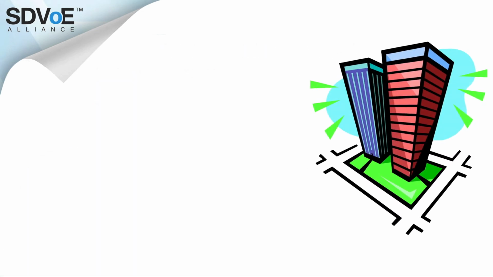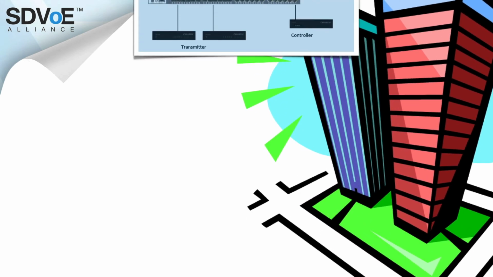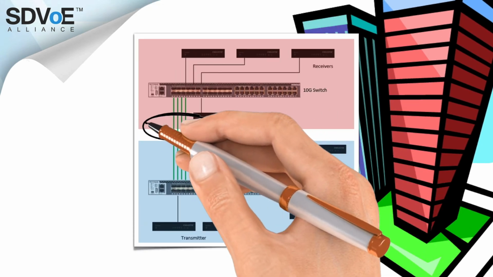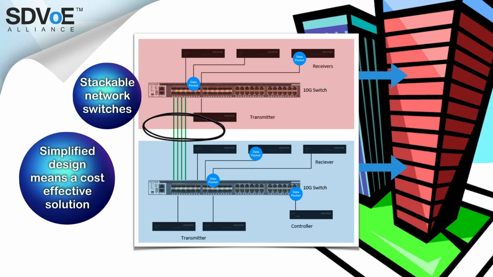AV over IP architecture supports growth without the need to replace expensive hardware. If the distributed system needs to be extended to further areas, a simple wiring infrastructure will allow stackable network switches to send packetized data to many more endpoints with little or no disruption to the existing infrastructure. Once again, this simplified design results in a much more cost-effective solution when expanding the system.